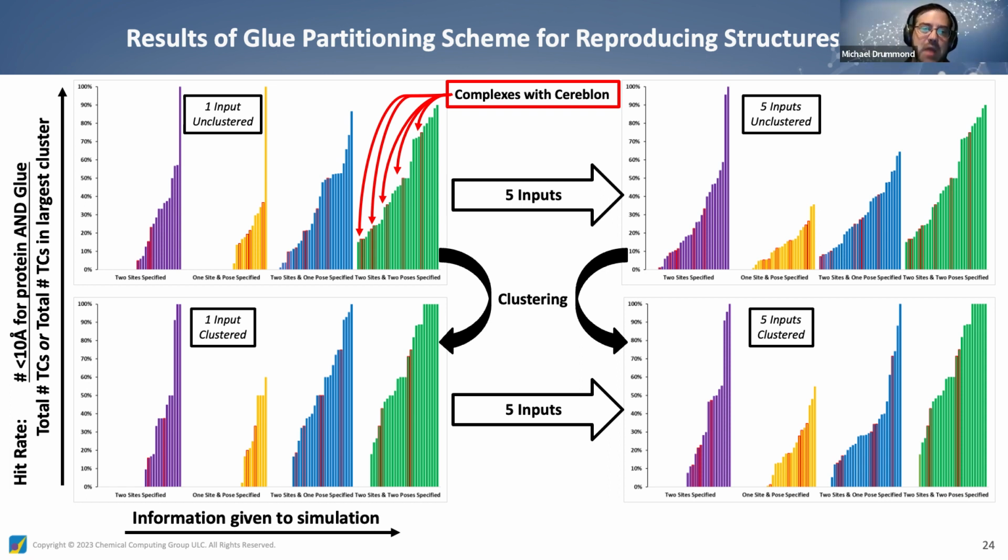I'll also point out that I'm highlighting in red the bars that contain cereblon, and this is important to note because we did such a poor job with my earlier approaches on cereblon. But even right now, you can see that there's a lot of red bars here. We are reproducing known crystal structures with cereblon. Clear contrast to what we showed initially.